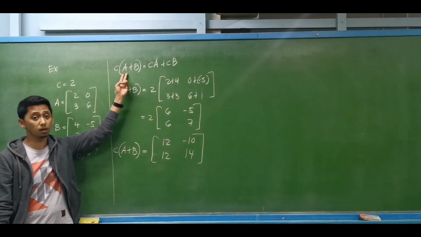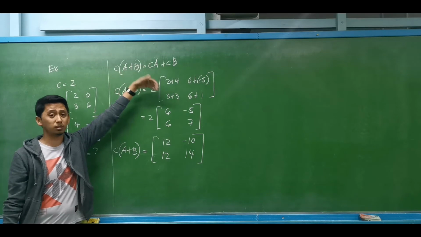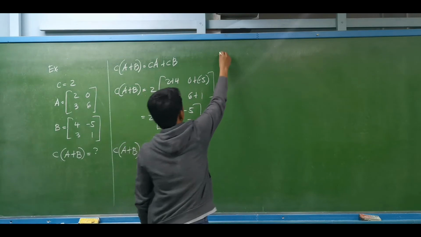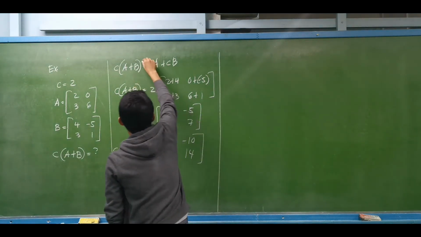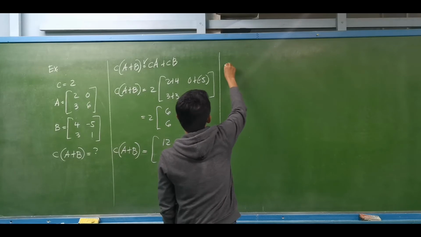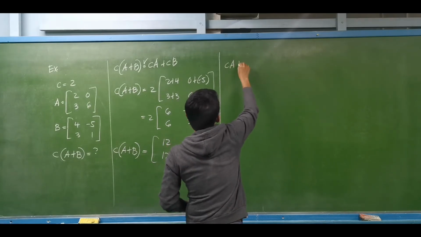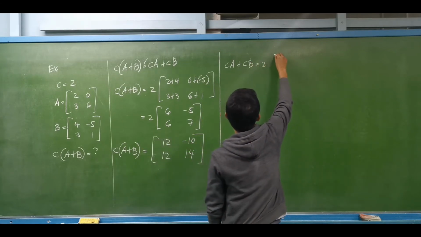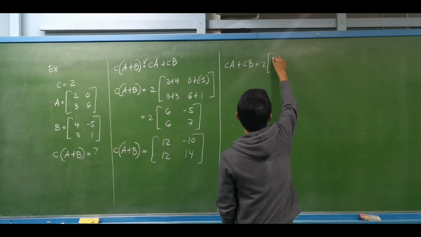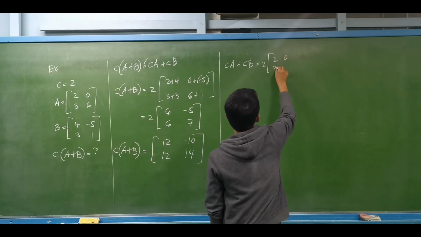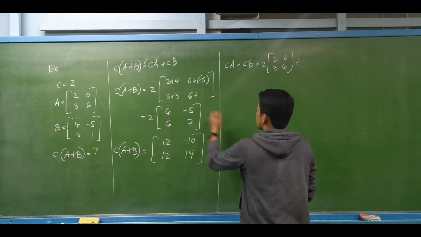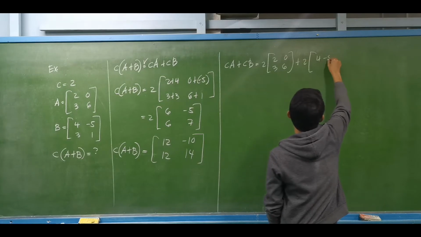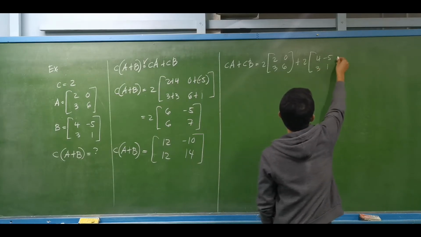What about again, if you have to apply the distributive property, let's try this one. Just to prove that they are equal, we have C multiplied by matrix A plus C multiplied by matrix B. We have the scalar quantity 2 multiplied by the matrix A. This is 2, 0, 3, 6. Then plus, this is 2 multiplied by matrix B. We have 4, negative 5, 3, and positive 1.